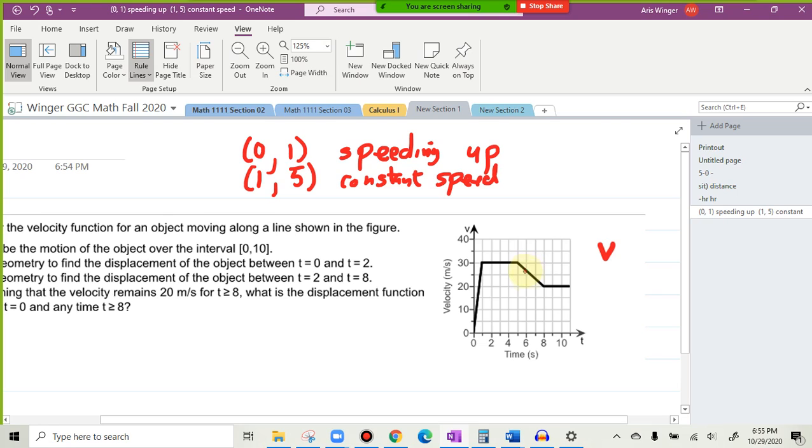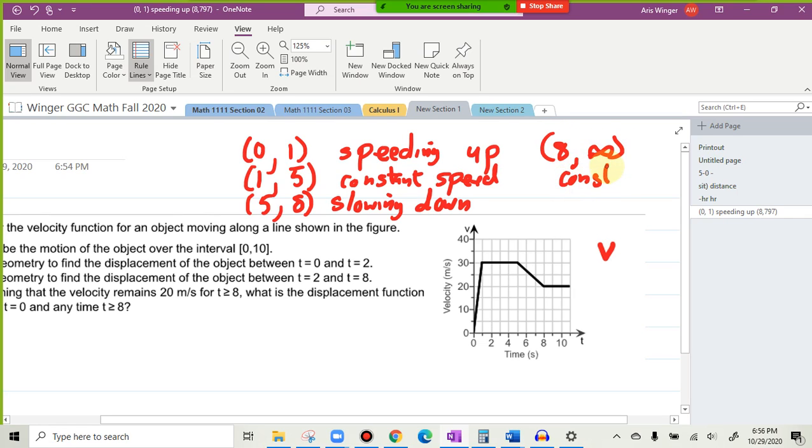Then it looks like you're slowing down from 5 to 8. And then 8 to 10, or 8 to infinity, you're constant. Right. So I will answer those questions.